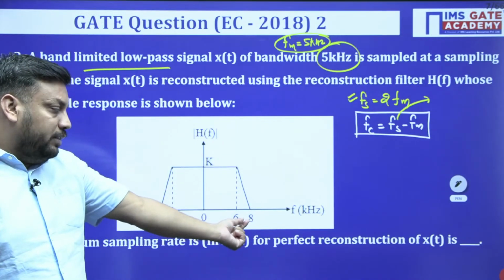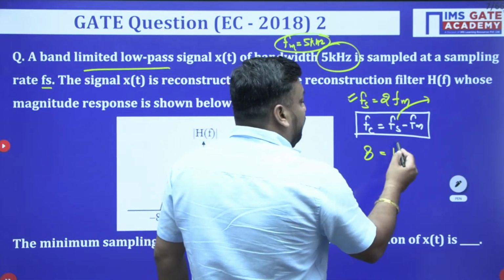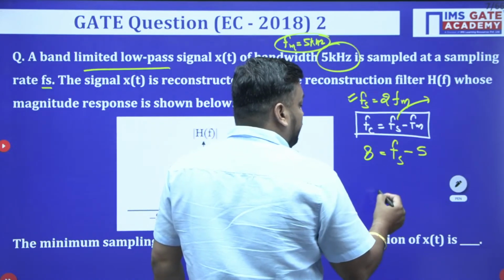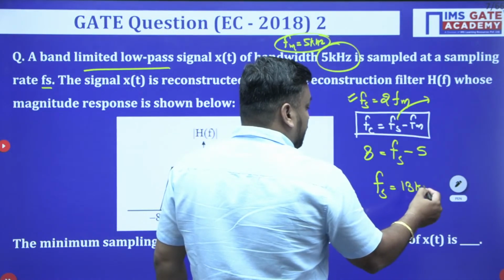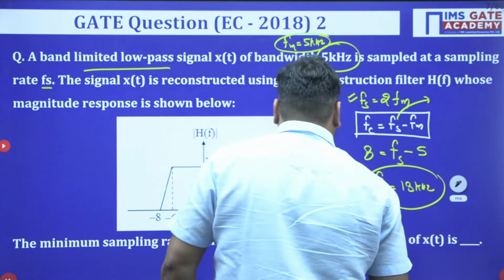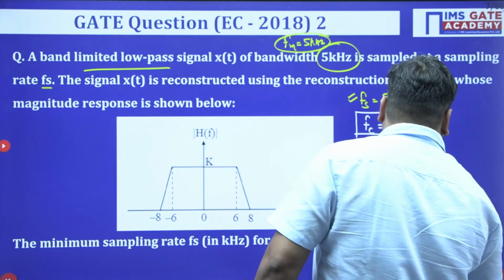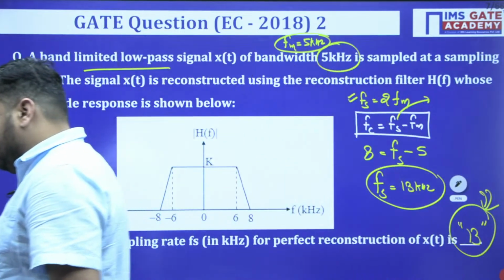Students, it is a trapezoidal nature, and of course the low pass filter can be like this also. So the cutoff frequency of the low pass filter is 8 kilohertz here. I am writing 8. Fs will give me the minimum sampling rate, and Fm is 5. So Fs is 8 plus 5, 13 kilohertz for this question. Because kilohertz is already given and it is a numerical entry type question, you have to type the number 13 to get the correct answer.